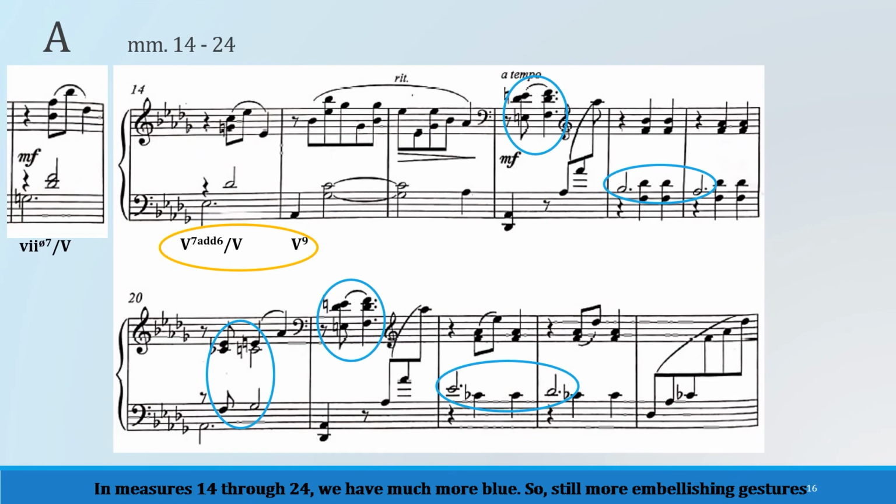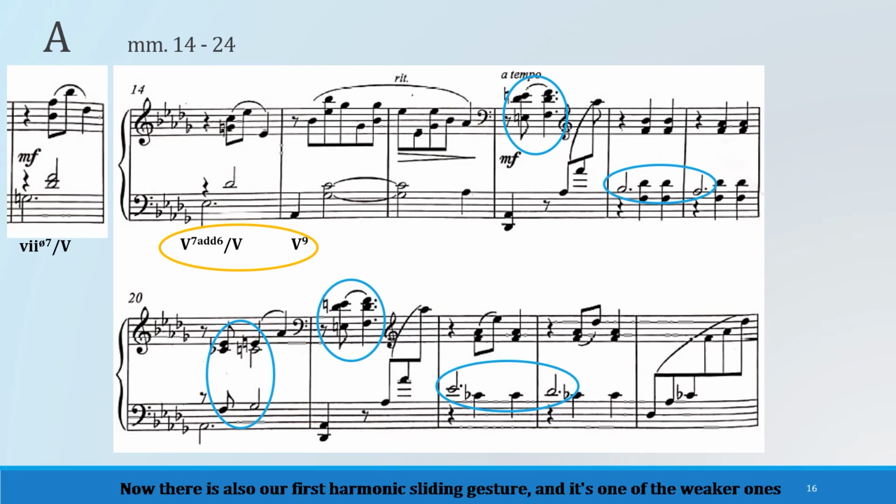In measures 14 through 24, you can see we have much more blue, so still more embellishing gestures going on. In measure 17, that E natural to F that we used as an example, and then B flat to A in 18, 19. 20 has, again, one of those more chromatic sliding ones going up on the offbeat. Same with 21, it's just a repeat of that E natural F again. And then in 22 and 23, we have that E flat to D flat going on in the left hand.